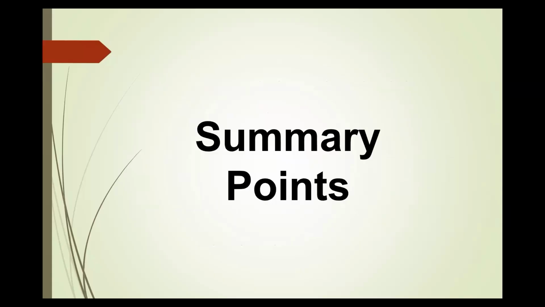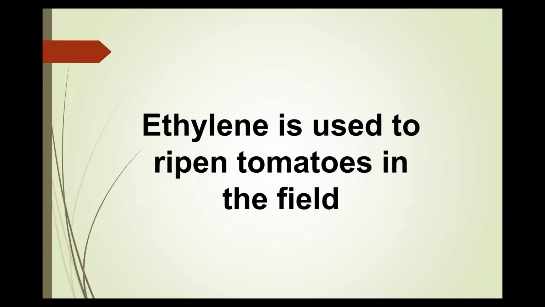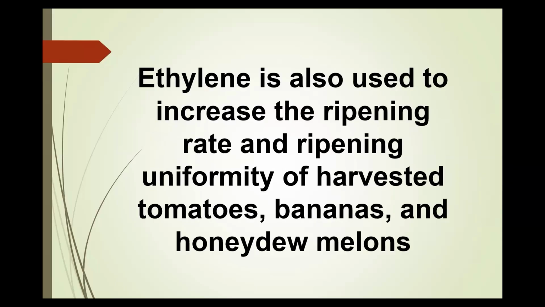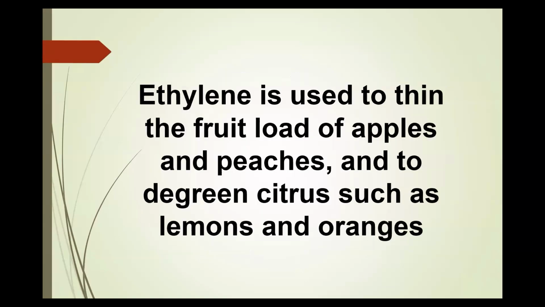Summary points. Ethylene is used to ripen tomatoes in the field. Ethylene is also used to increase the ripening rate and ripening uniformity of harvested tomatoes, bananas, and honeydew melons. Ethylene is used to thin the fruit load of apples and peaches and to degreen citrus such as lemons and oranges.